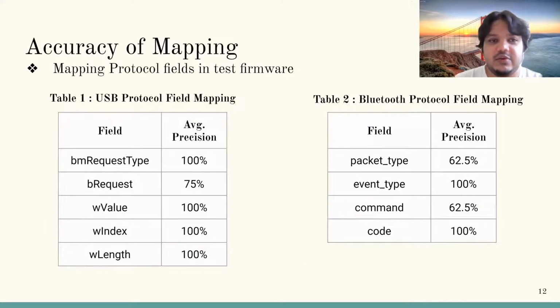Now for phase 2, the accuracy of our mapping, for our test firmware, we have achieved very high precision in accurately finding out the protocol usage. In most cases, we can 100% precisely find the protocol usage in the test firmware.